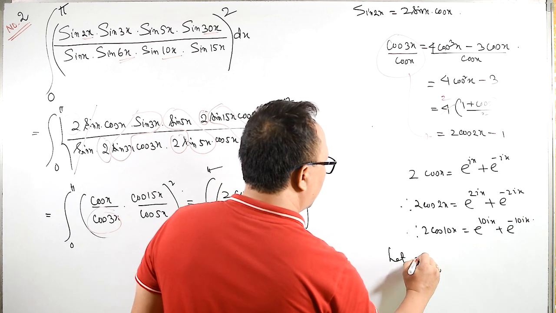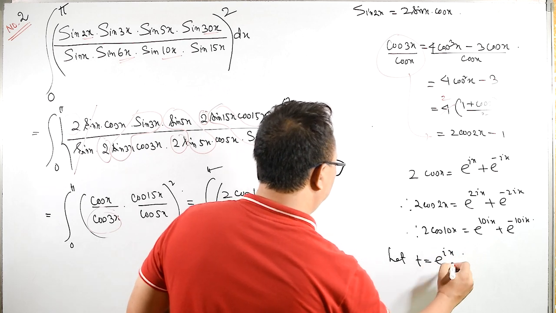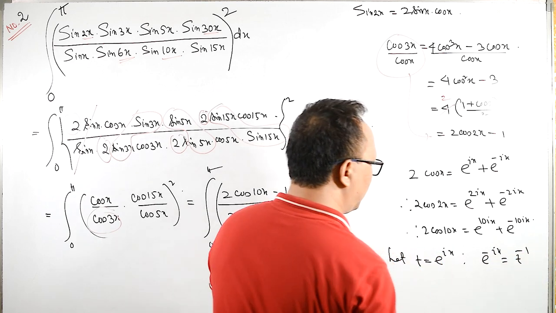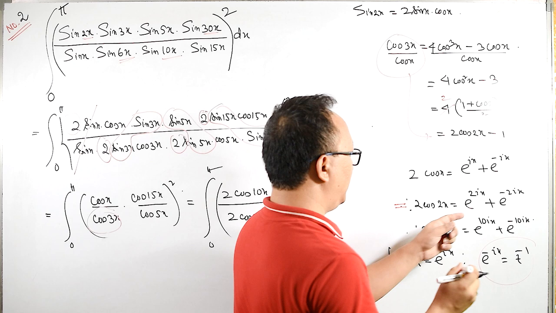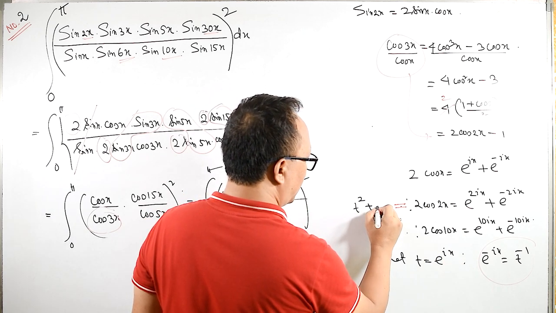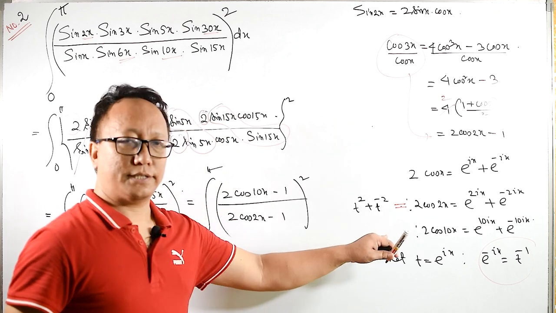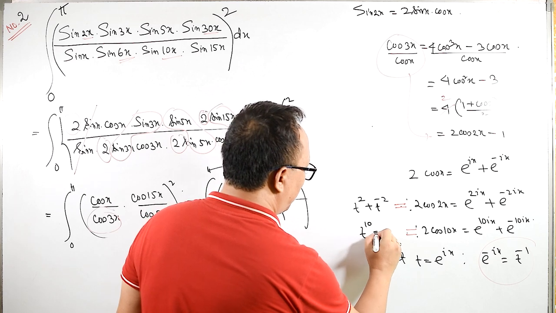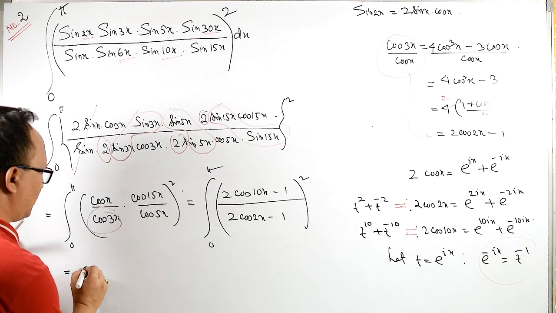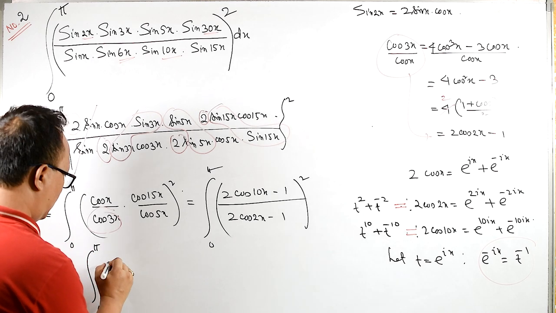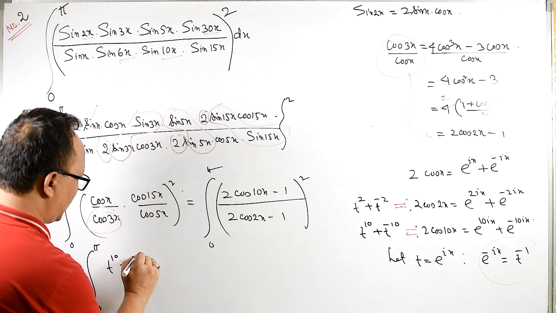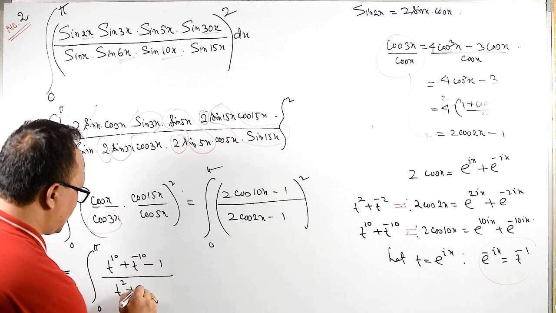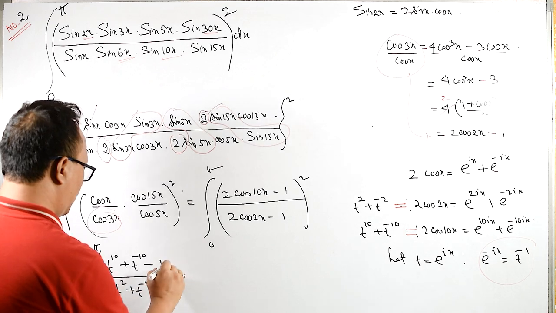Let's consider t equals e raised to ix. Then e raised to minus ix will be t raised to minus 1. So this equals t square plus t raised to minus 2. Similarly here, this will be t raised to 10 plus t raised to minus 10. So the integral from 0 to pi of (t raised to 10 plus t raised to minus 10 minus 1) upon (t raised to 2 plus t raised to minus 2 minus 1), the whole square.